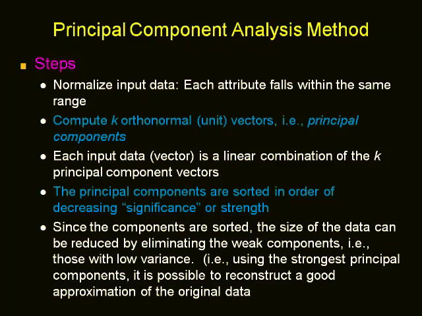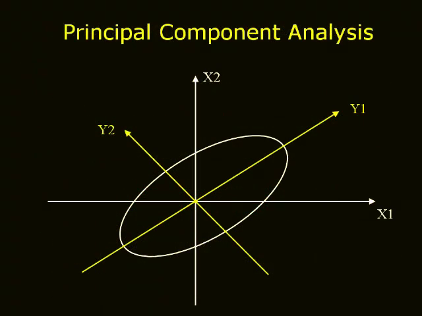Principal components are sorted in decreasing order of their significance or strength. Since the components are already sorted, the size of the data can be reduced by eliminating the weak components. That means those components with low variance get eliminated. Using the strongest principal components, it is also possible to reconstruct a good approximation of the original data. But of course, this method is widely used only for numerical data. And when the number of dimensions is large, we can apply principal component analysis for data reduction.